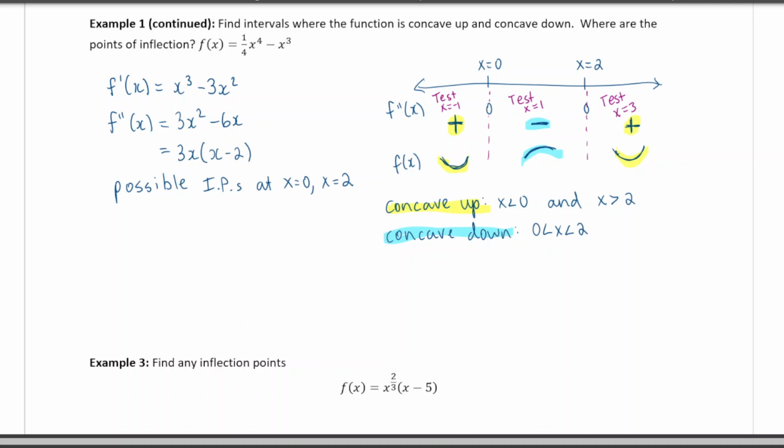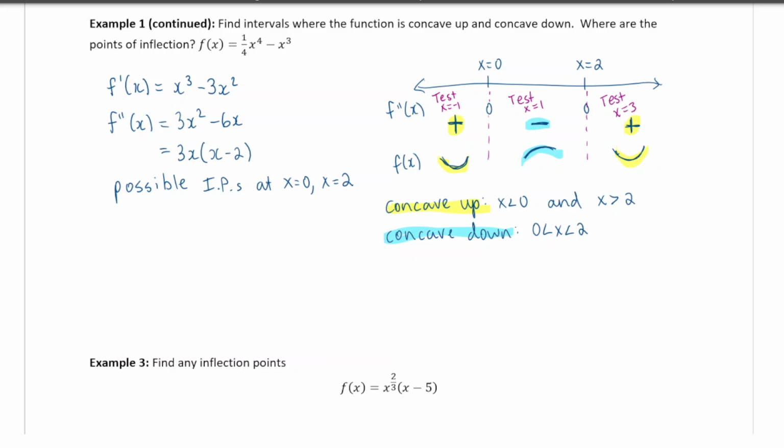And I have inflection points where it changes concavity. So we have inflection points at x equals 0 and x equals 2. Okay, it happens to change signs at both of those, so we have inflection points at both.